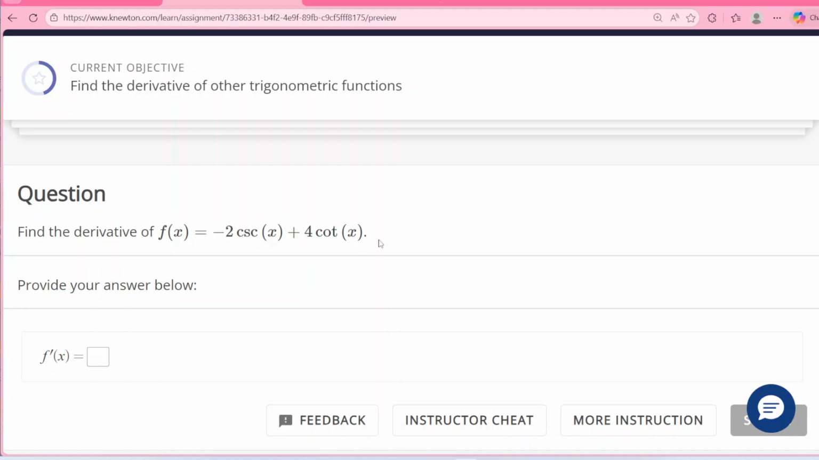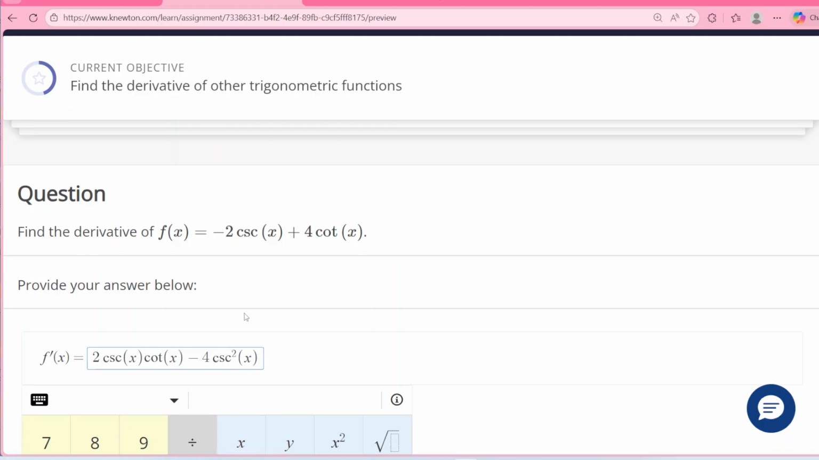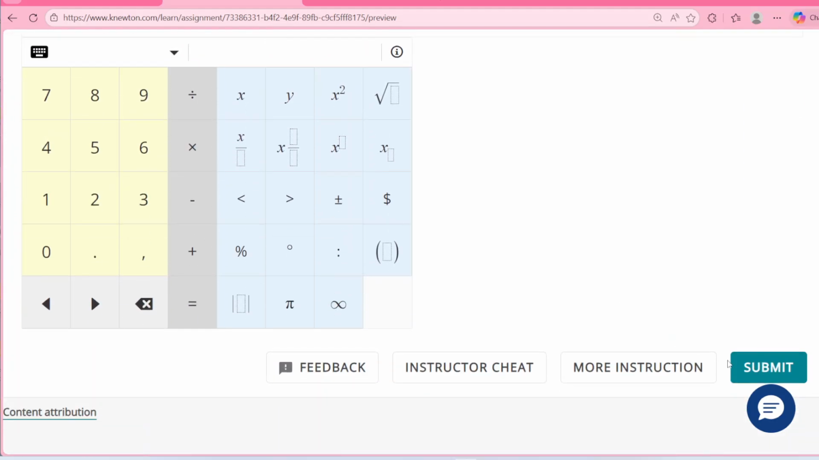This is another one. It's just a simple two terms. Real simple, this one. No product rule or quotient rule necessary here. So just term by term, the first term, you got negative 2 times the derivative of cosecant is that negative cosecant cotangent. So this would be positive 2 times cosecant x times cotangent x. And then plus 4 times the derivative of cotangent, but that was negative cosecant squared. So you have minus 4 times cosecant squared of x, and that should be enough, right? There's only two terms there.